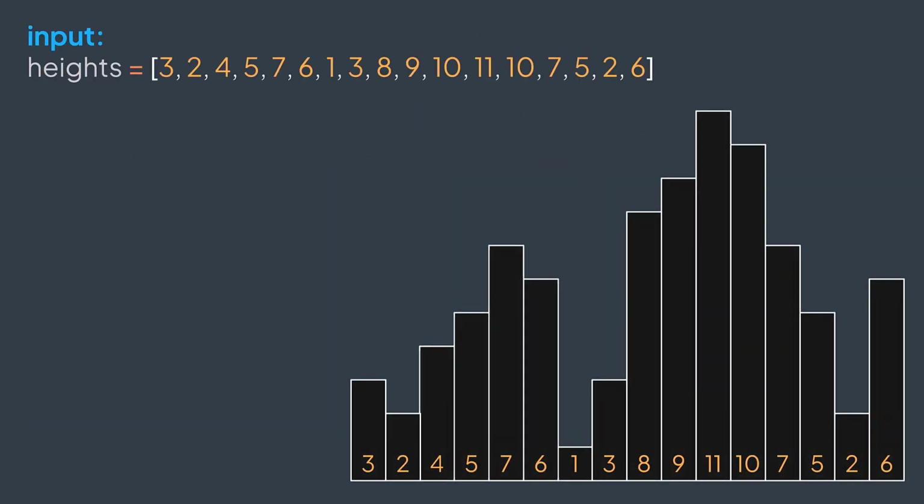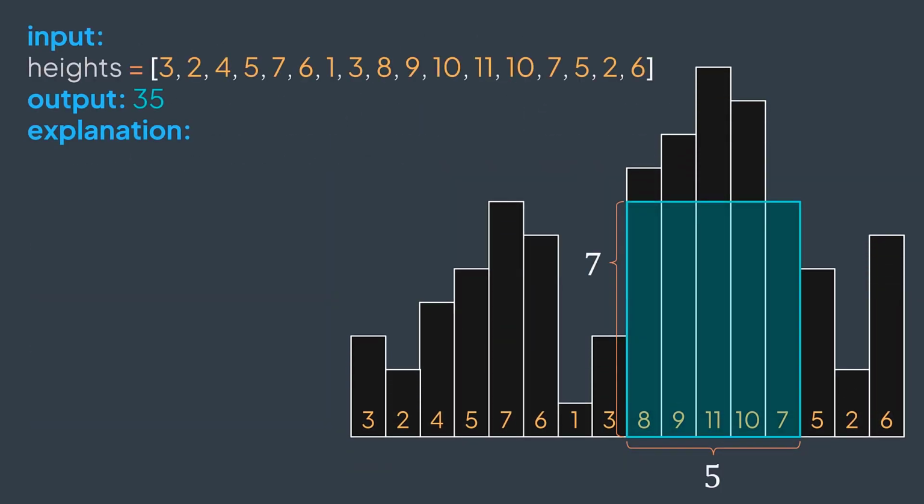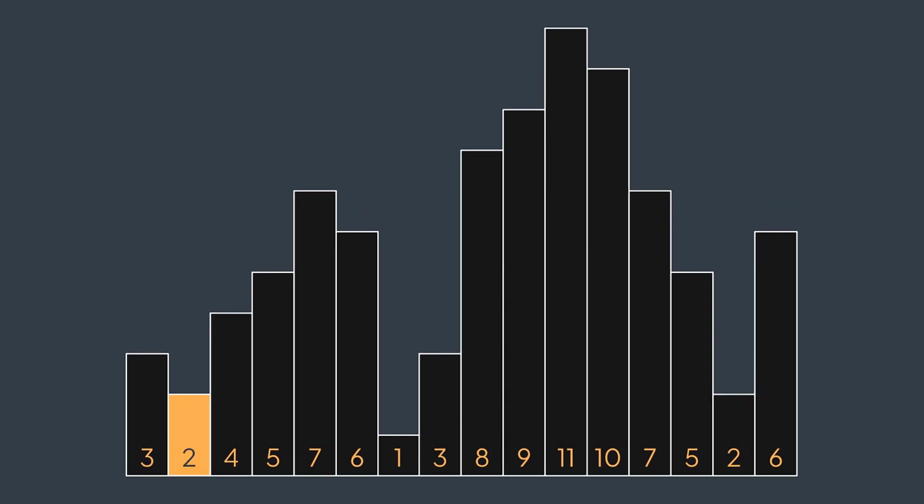For example, if we have this input, here is the largest rectangle. Its area is 7 times 5, which gives 35. How can we solve this problem? Let's for example take this bar. It has a height of 2. Now, can you tell me what's the largest rectangle of height 2 that passes from this bar?